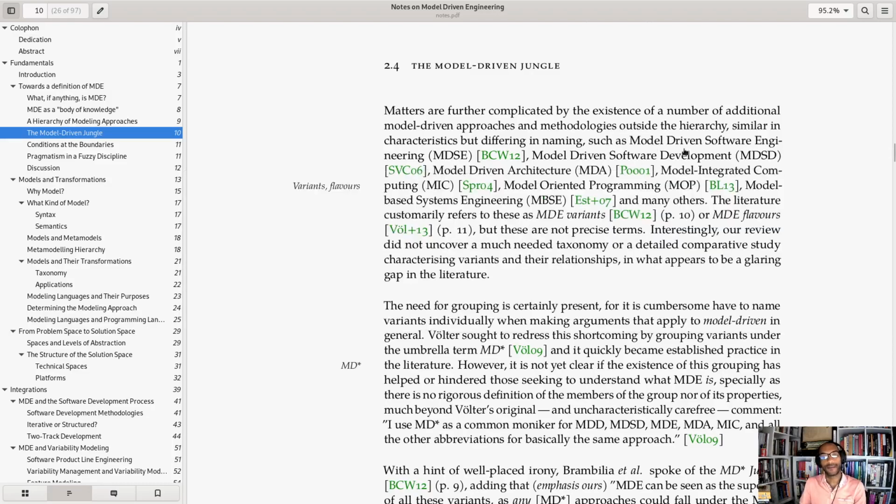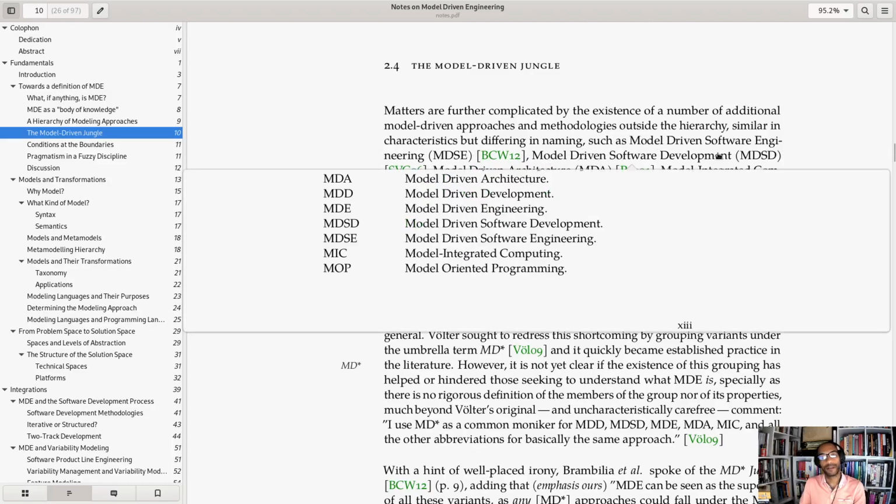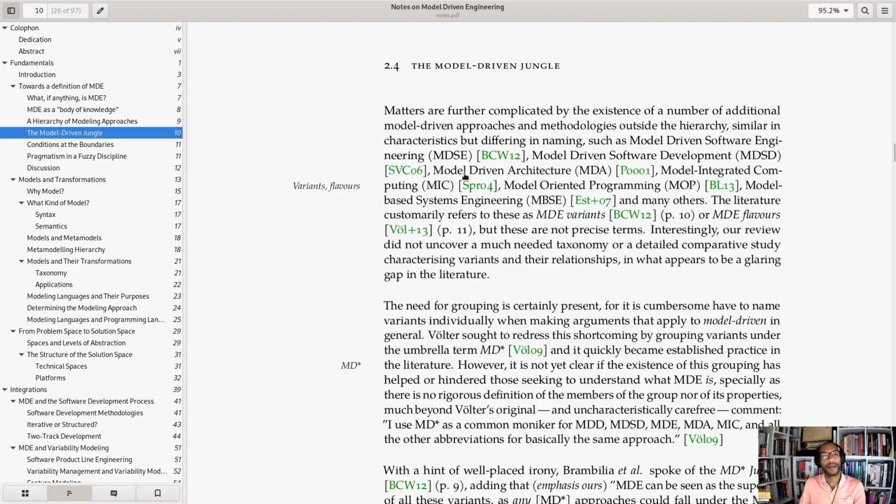So I'll just cite a few. Model-driven software engineering, which I just showed you. Model-driven software development. Model-driven architecture, which is the OMG interpretation. Model-integrated computing, model-oriented programming, which I find quite interesting as well, model-based systems engineering, and there are many others of these.